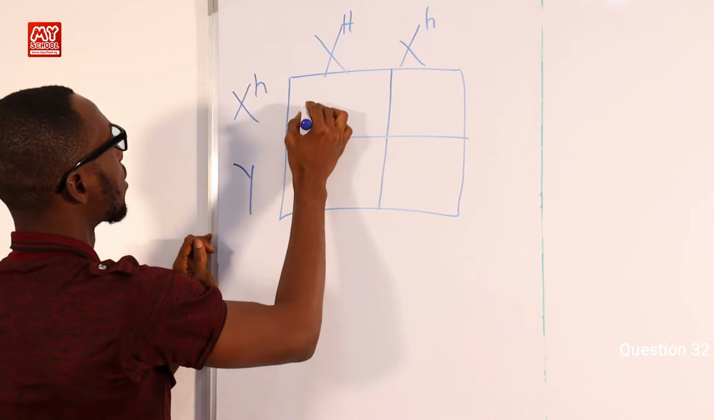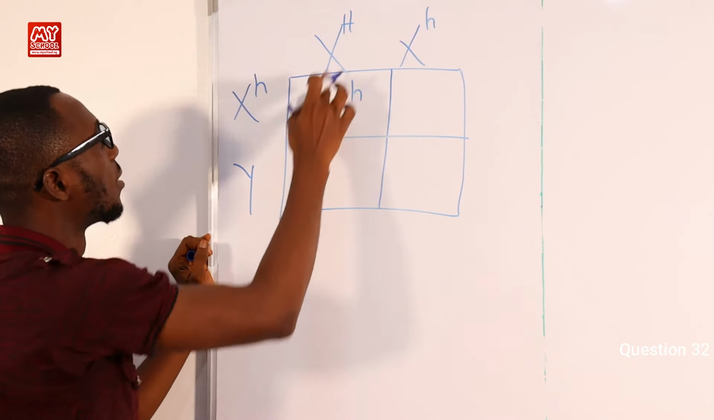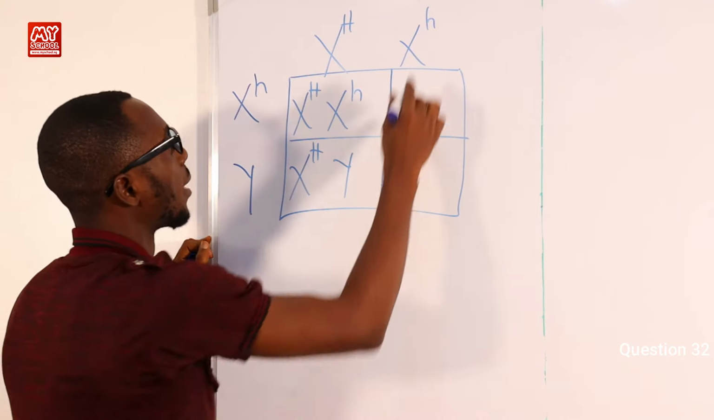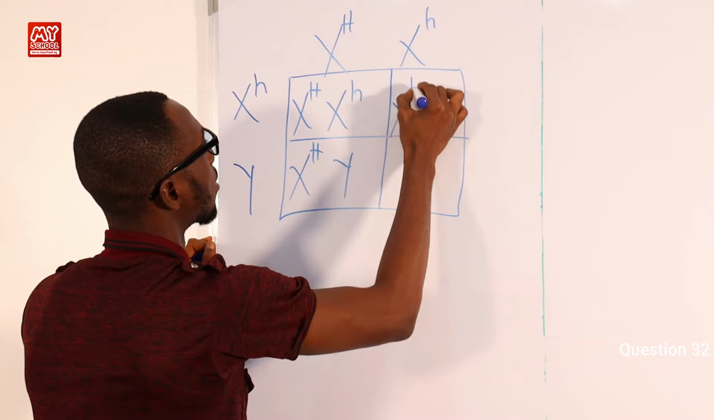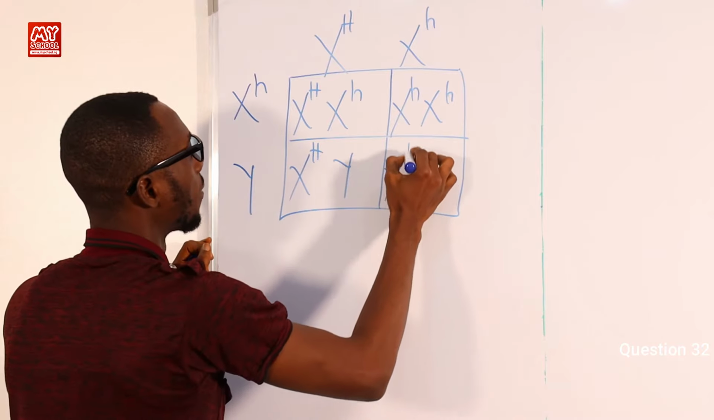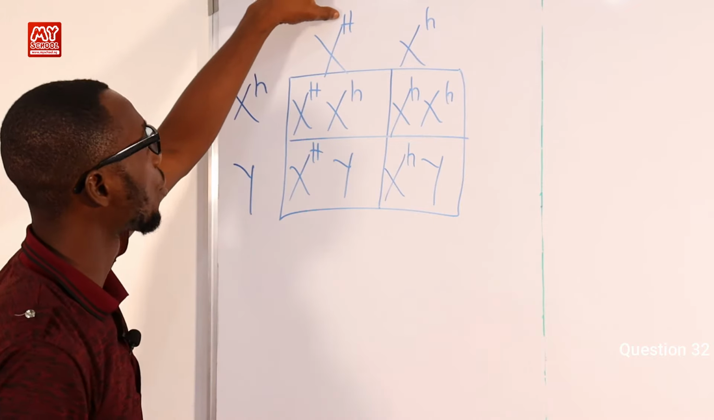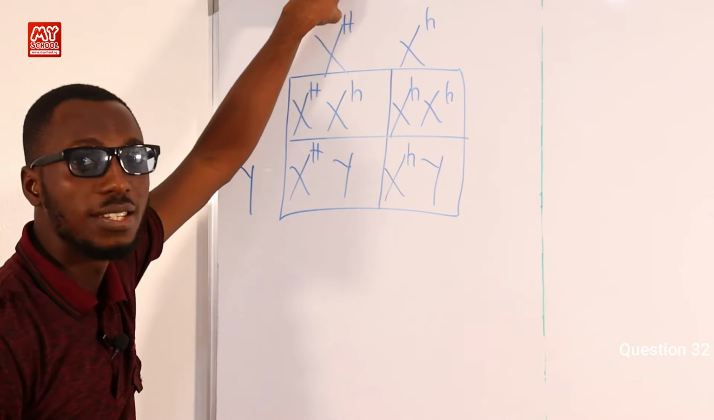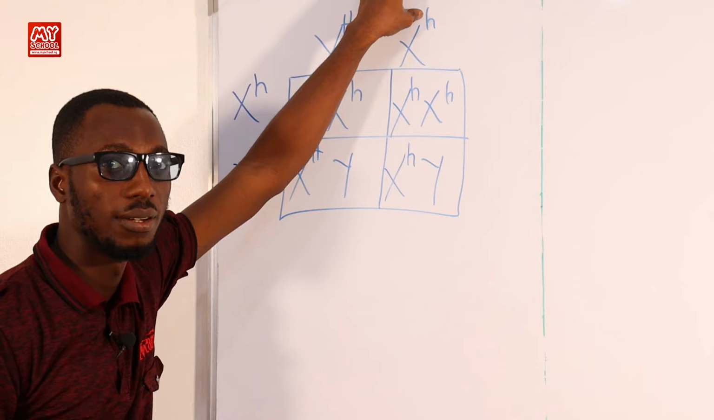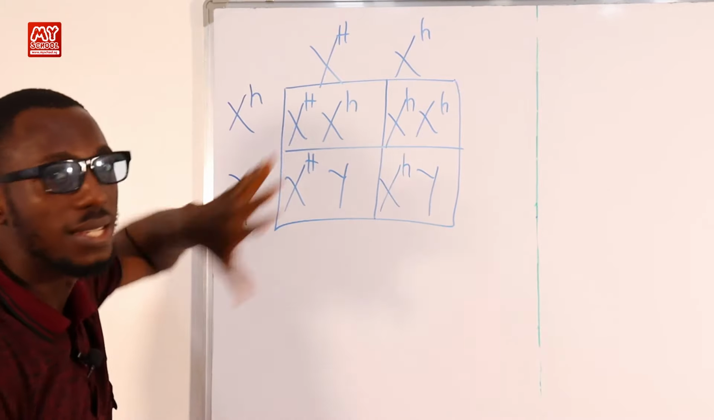This and this gives us, very well. This and this gives us, this and this gives us, then we have this and this, we have, okay. So now let's interpret this result that we have. This shows that this is not hemophilic, this is normal. This is a sign for hemophilia. But once this is present, it dominates this as being recessive. So now let's interpret it together.